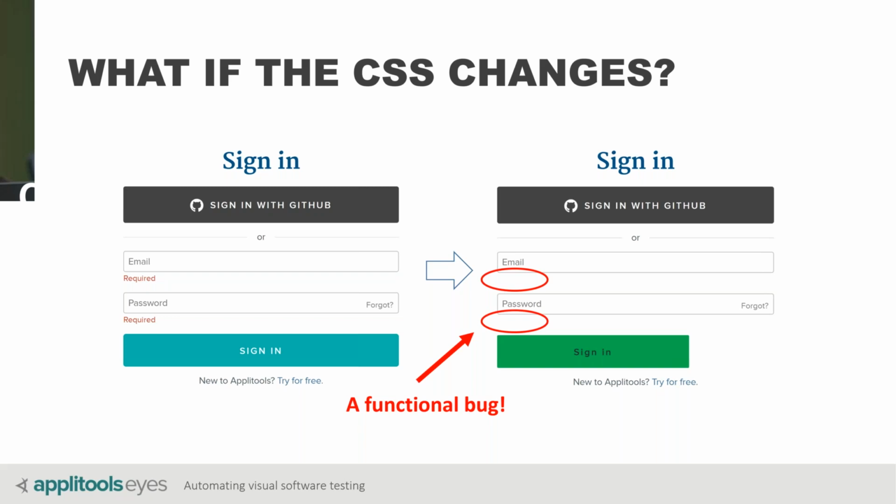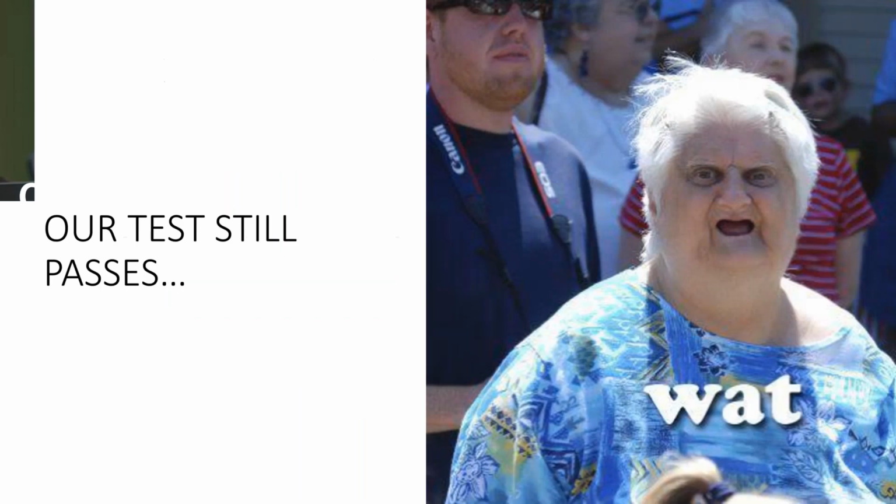In this case, it's a functional bug because the functionality that we are trying to validate is broken now. The end user does not see the error messages as he should according to the requirement. However, our test will continue to pass. The reason is that the test is validating that there are 2 elements showing certain text, and these elements are still there, and the text is still there, and so our test will pass.